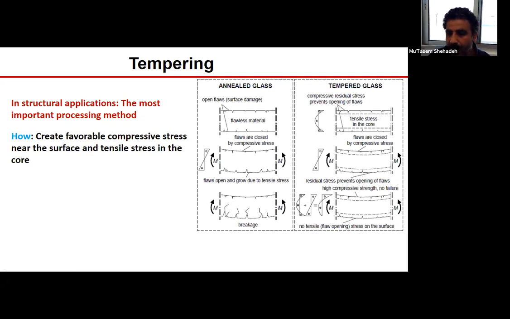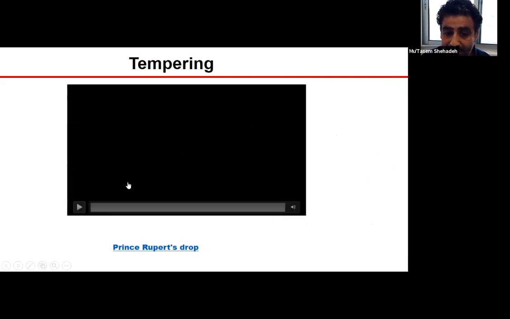Now, by heat treatment, a favorable compressive stress can be introduced on the upper and the lower surfaces of the sample. So now the lower surface has a residual stress. Before we load it, there is some residual stress already there, and that residual stress is compressive. And since cracks need tensile loads to propagate, then upon the application of the mechanical load, first we have to overcome this compressive residual stress before the crack can propagate. So this is the basic mechanics behind this tempering process.